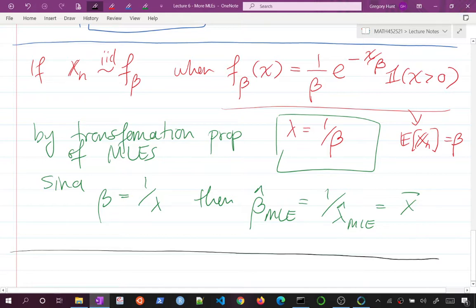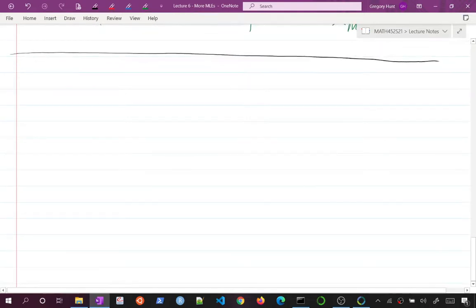Because I could ask for any kind of function of the MLE, it doesn't have to be 1 over, it could be any complicated function of the MLE that you possibly want. Okay, let's move on to another example.